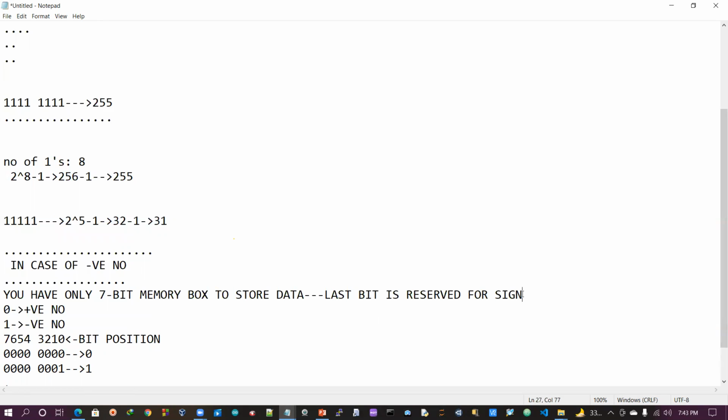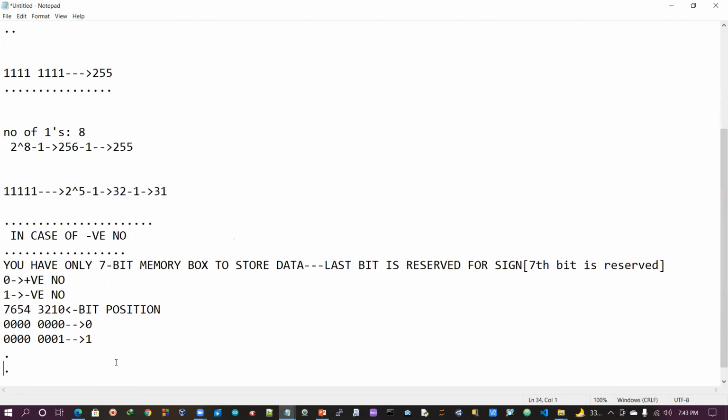Again, I am mentioning that the 7th bit is reserved. Got my point? Now it is clear. So you can consider only a total of 7 bits, 3 on that side and 4 here. So 3 plus 4, a total of 7 bits for the data. Understand the points? Suppose you have the 0, it indicates that this is a positive number. Here it indicates this is a positive number too.